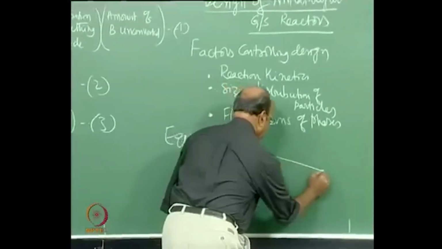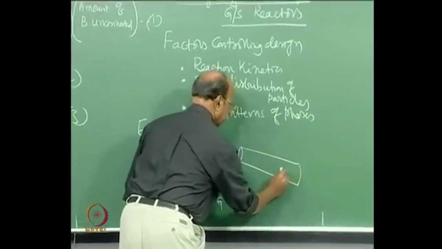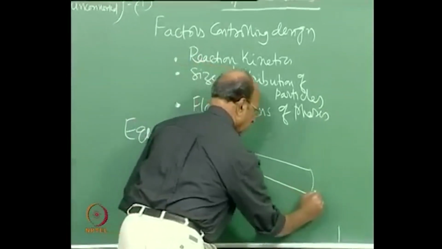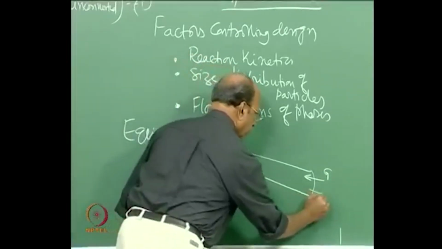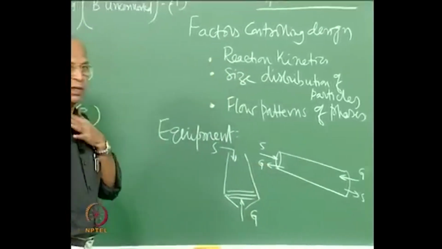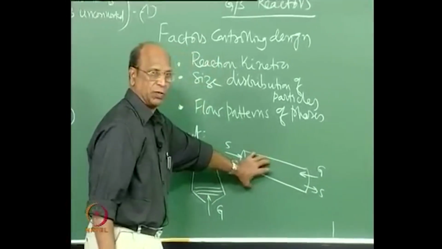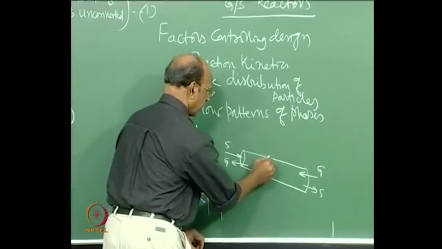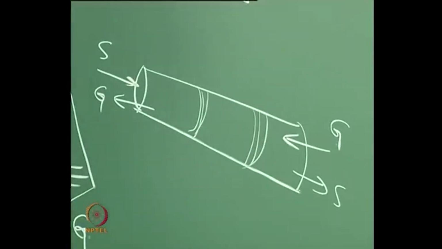Then you may also have a rotary kiln. Maybe gas you can send like this, solid like this, and this will be rotating. This is too slanted; in fact, you will not have this much slanting. Okay, this is the one.